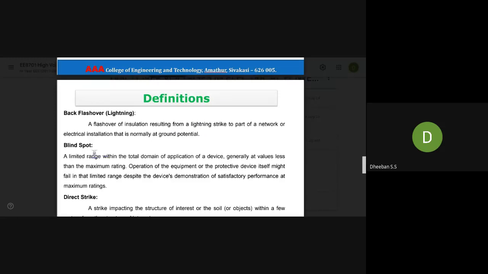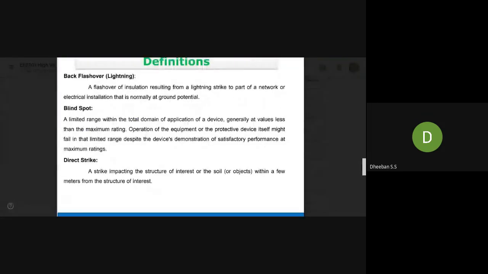Next is the blind spot. A blind spot is a limited range within the total domain which will be visible to your eye. The region which is not visible to your eye is called a blind spot in general. Here they are saying it with respect to your protective device. These definitions are not important, but you have to know the direct strike: a strike impacting the structure of interest or soil.